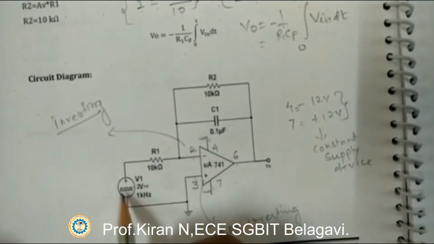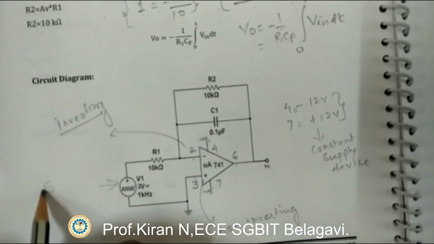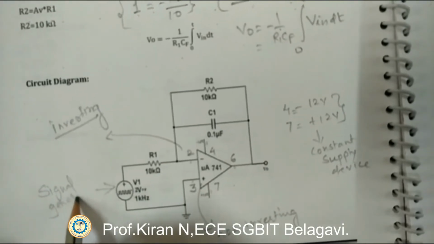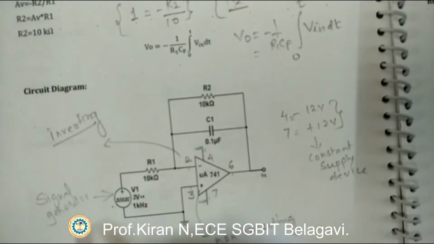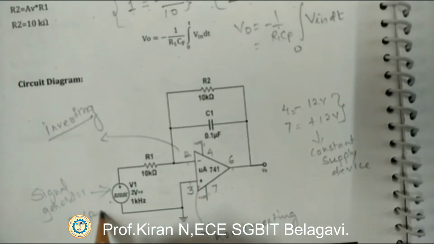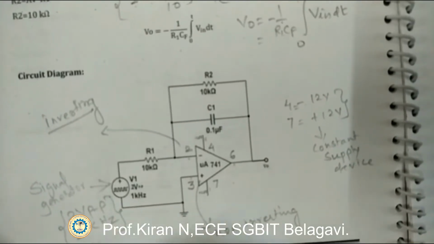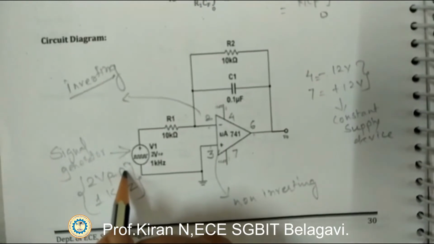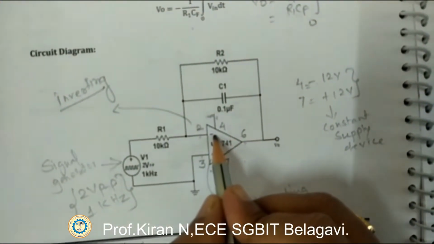So we are giving an input to the inverting terminal. This is the signal generator that we are using here. By using this signal generator we are giving the input voltage, that is 2 volt peak to peak with 1 kilohertz as the frequency. So we are going to set this up at the signal generator and give this as input to pin number 2 of the op-amp circuit.